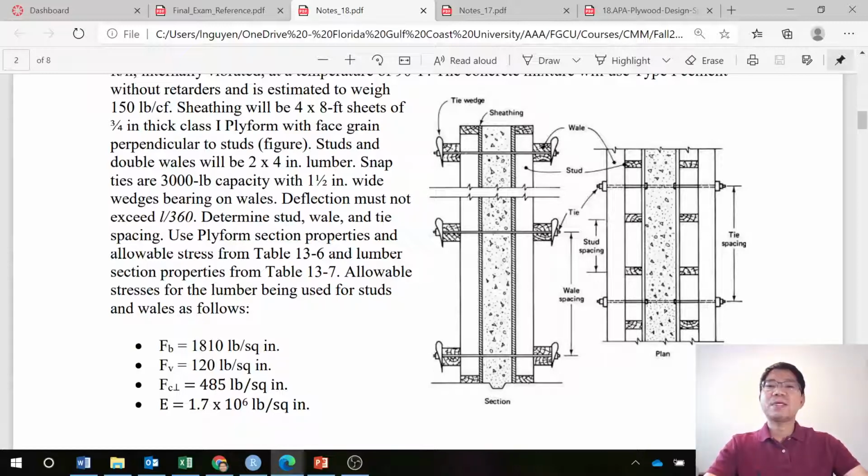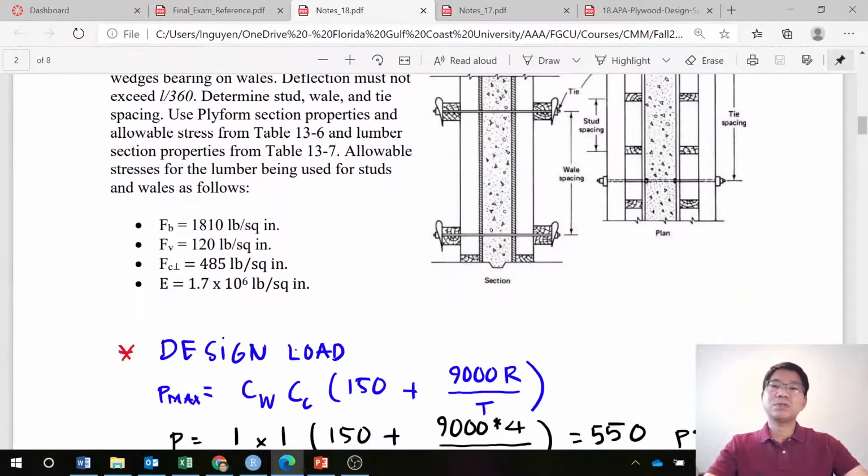Use the plyform section properties and allowable stress from table 13.6 and lumber section properties from table 13.3 in the book. The allowable stresses for the lumber being used for studs and wales are as follows: bending, shear, compression perpendicular to the grain, support for 85, and the modulus of elasticity.